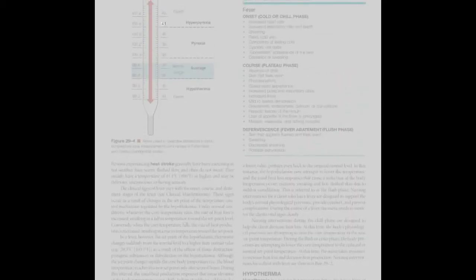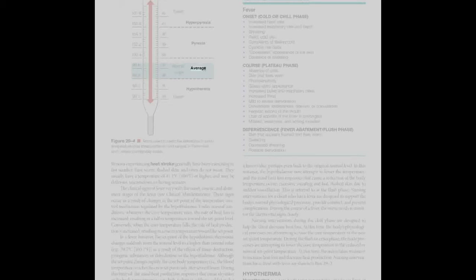Temperature scale, degrees C and degrees F: 42 (107.6), 41 (105.8), 40 (104.0), 39 (102.2), 38 (100.4), 37 (98.6), 36 (96.8), 35 (95.0), 34 (93.2). Normal range. Death.